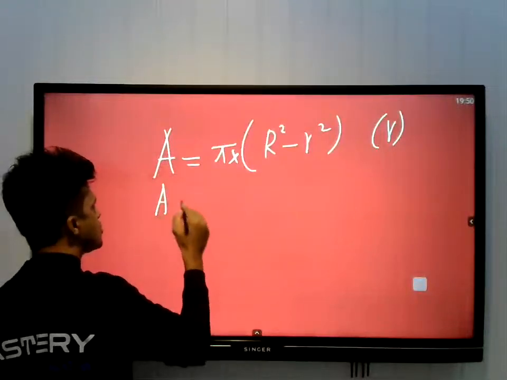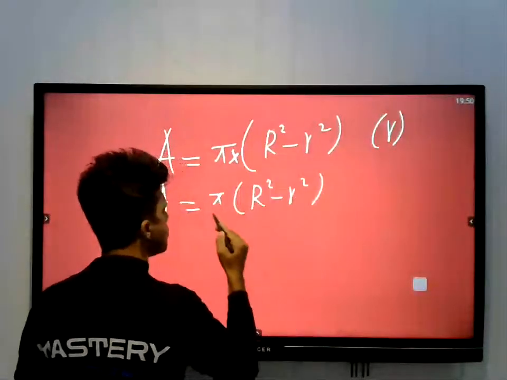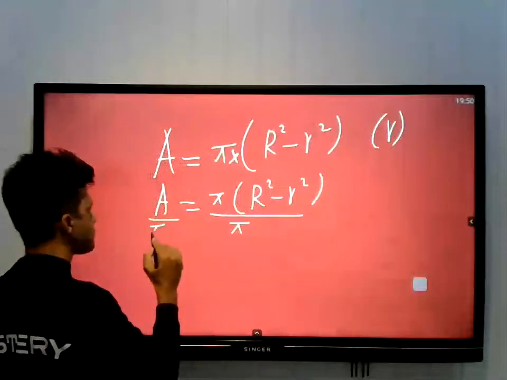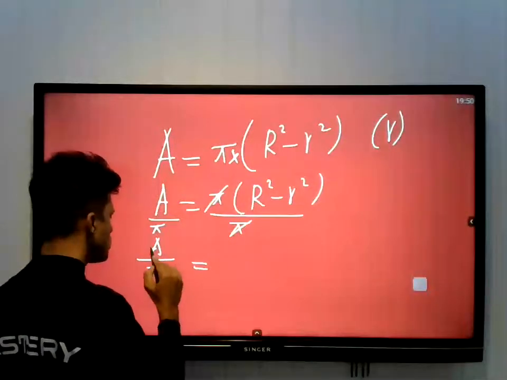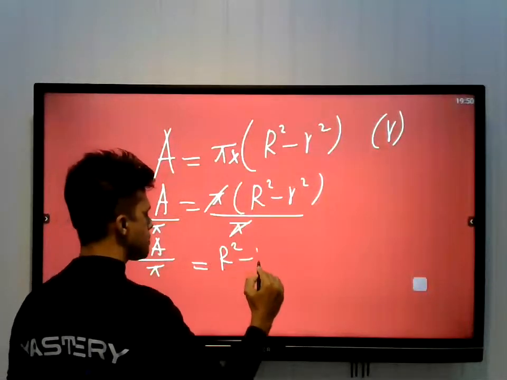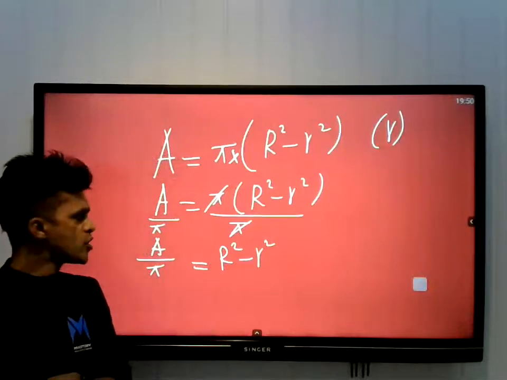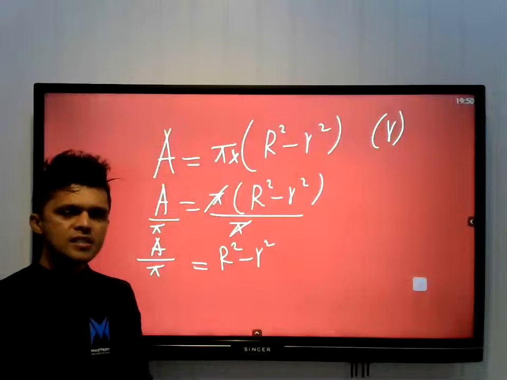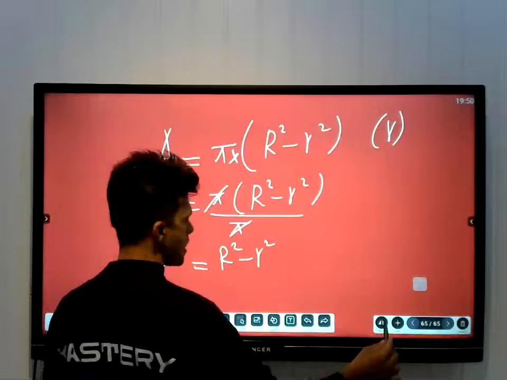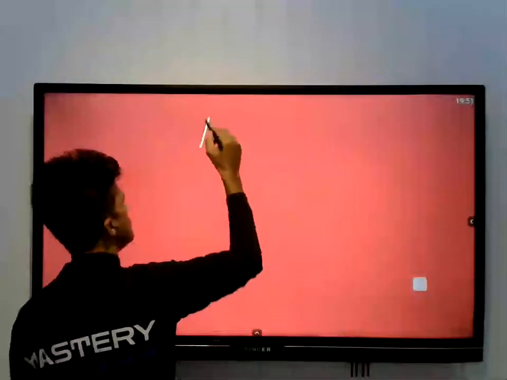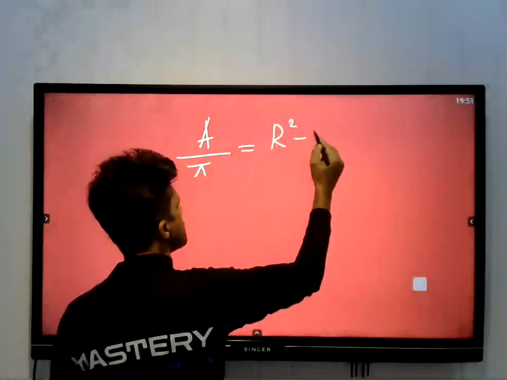Here A equals to 5 into capital R square minus simple R square. So both sides are divided by 5 first. Then 5 and 5 can be removed. So A over 5 equals to capital R square minus simple R square. Now how can you simplify this? You have to write this term simple R as the subject. A over 5 equals to capital R square minus simple R square.